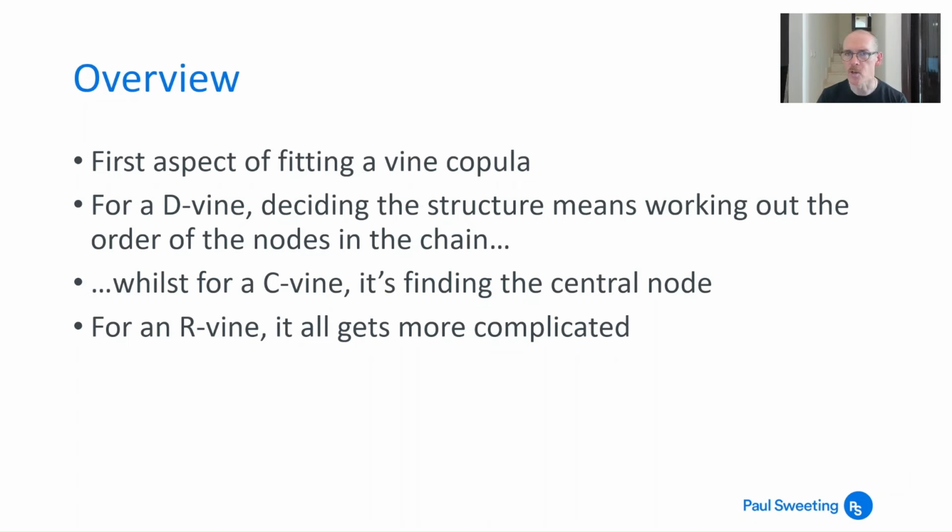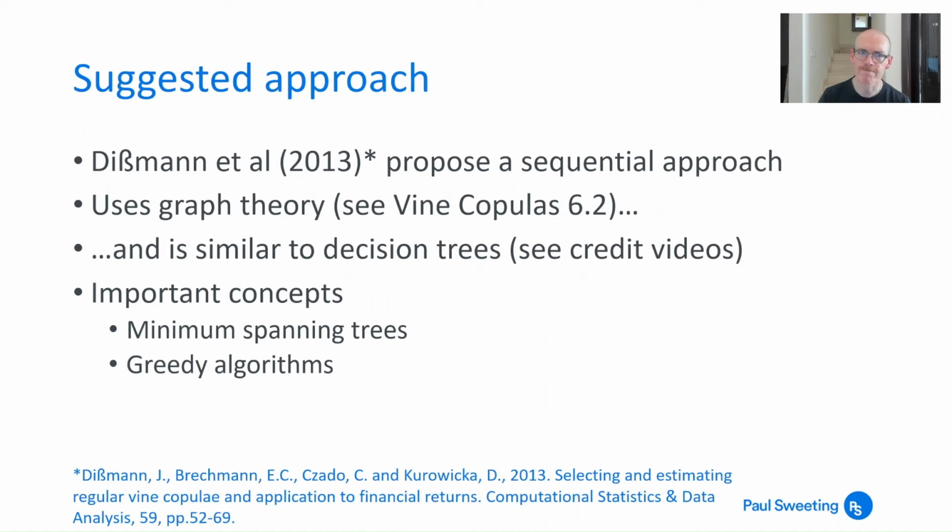And in theory, it could be rather complicated if you wanted to do it exactly whilst finding out what was the absolute best fit for the copulas that you were using. Now, because it's difficult to do exactly, there are approximate approaches which have been developed instead. And the one I'm going to look at today is based on the one described by Dissmann et al. The paper there is at the bottom of the screen. And what they propose is a sequential approach.